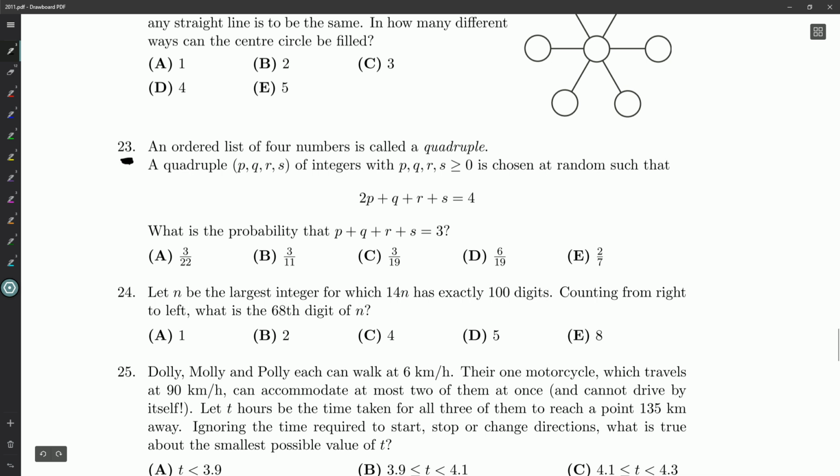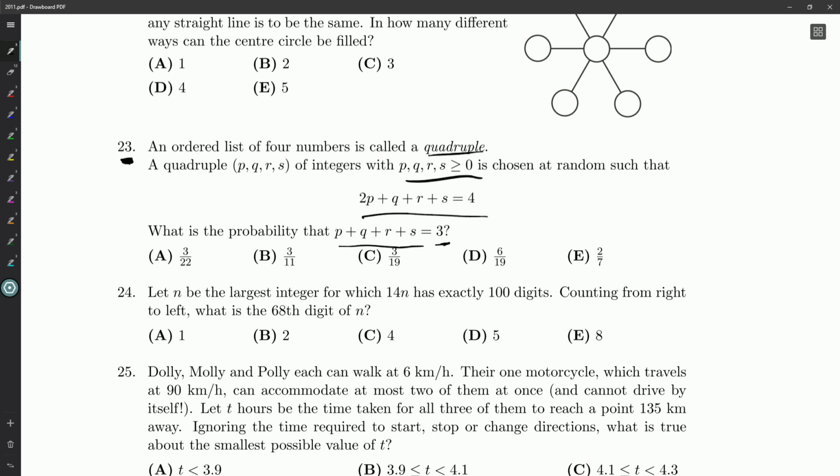We're looking in this video at question 23 from our 2011 Pascal contest. An ordered list of four numbers is called a quadruple. A quadruple PQRS of integers, all non-negative, is chosen at random so that it satisfies 2p plus q plus r plus s is 4. What is the probability that p plus q plus r plus s is 3?